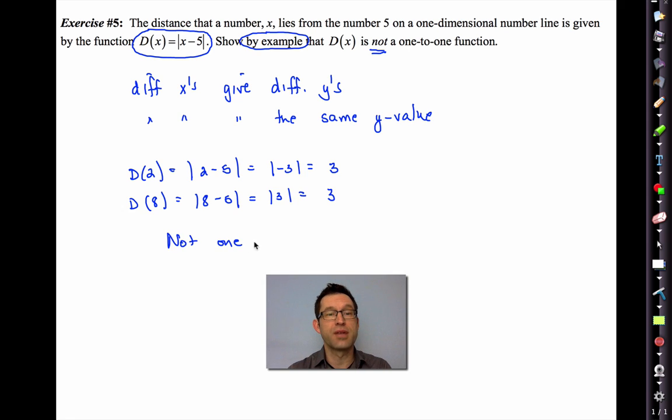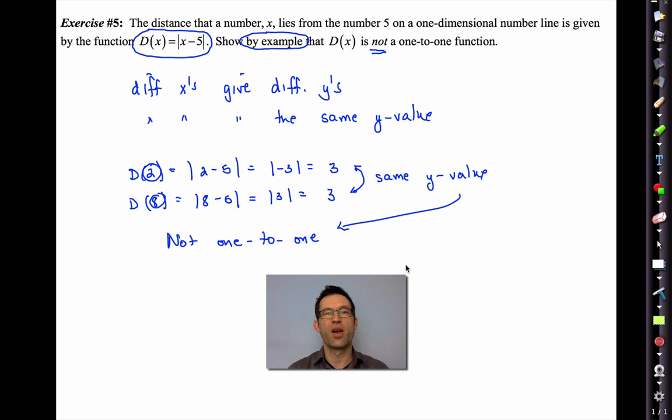Okay, do you understand why? Right, in a one-to-one function, since these x values are different, we should have gotten different y's, but we got the same y, and therefore not one-to-one. All right. Well, pause the video now and copy down anything you need to, and then we'll wrap up.